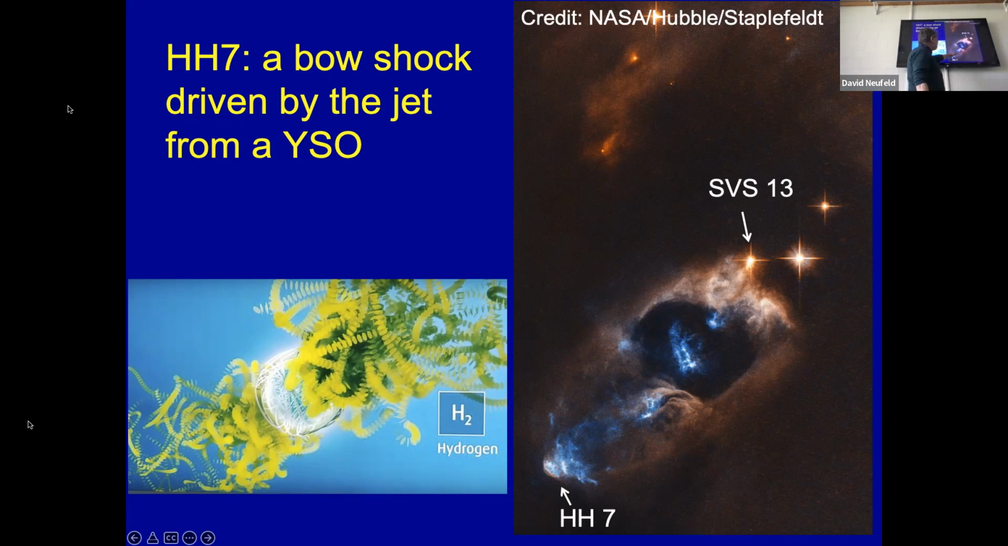So here's a picture of the source that we observed. It's called HH7, Herbig-Haro object number 7. And there's a jet from, it's believed, this young star called SVS13 that is coming all the way here and then encounters a clump of dense gas and gives rise actually to a bow shock.